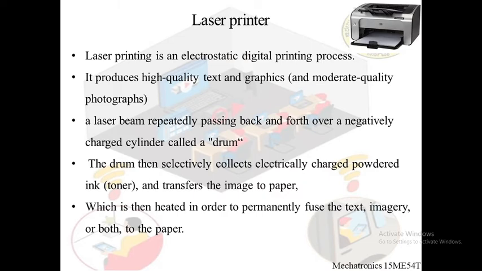Next is the laser printer. Laser printers are the most widely used technologies, as their output is very high. When we talk of output, we mean the output in the form of papers per minute. Laser printers are the fastest type of printers, which can generate up to 6,000 to 12,000 sheets per hour.